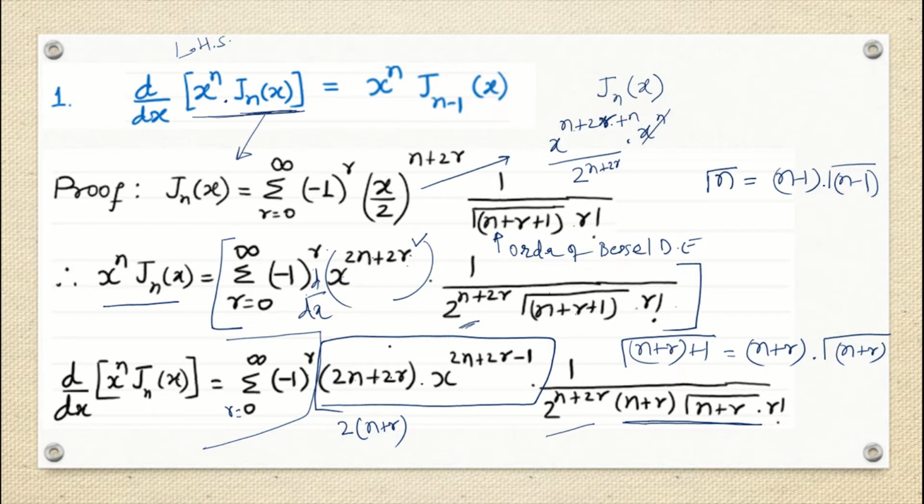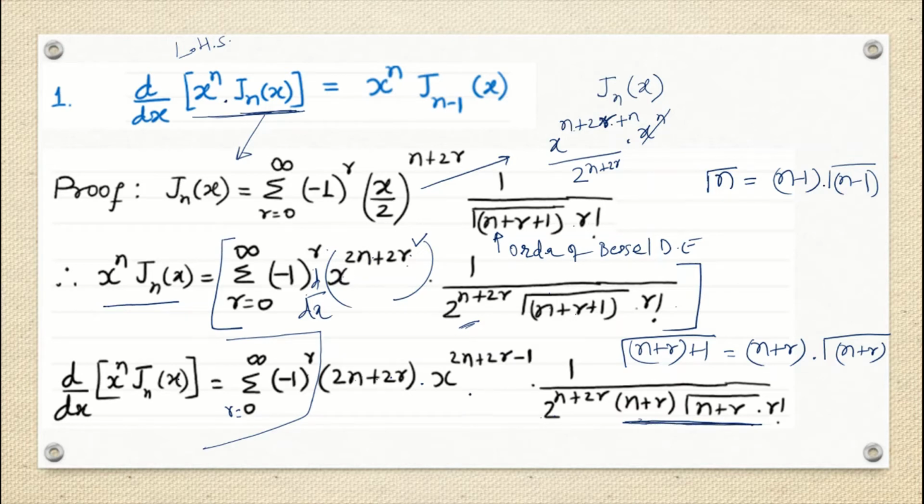And in simplification, what will we be doing? If 2 is present, anywhere I have 2, I'll make the adjustment with 2 either in the numerator or in the denominator. Similarly, if I have n plus r, I will make the adjustment accordingly, in the numerator or in the denominator. So the same thing we are doing here.